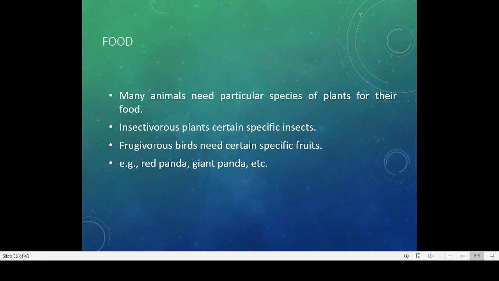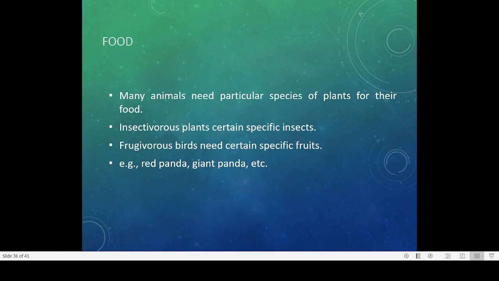Now, how are animals depending on trees? One case is food. Many animals need particular species of plants for their food. Already we have seen the case. They depend very much on one particular type of food. For example, in the last class we studied eucalyptus and koala, where there is a close association. Similarly, panda and bamboo leaves. Such kinds of associations exist. In the absence of those tree species or plant species, these animal species may not be able to live or survive.